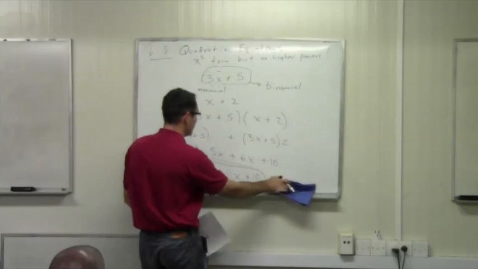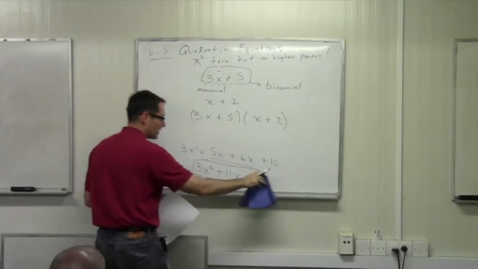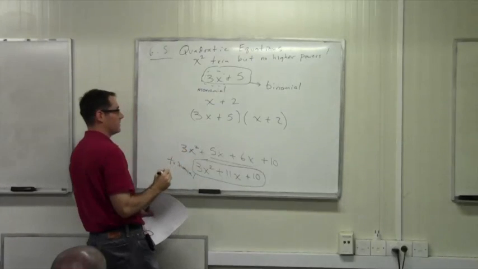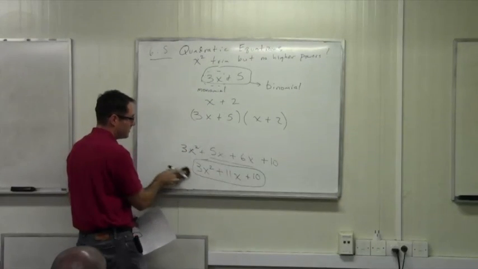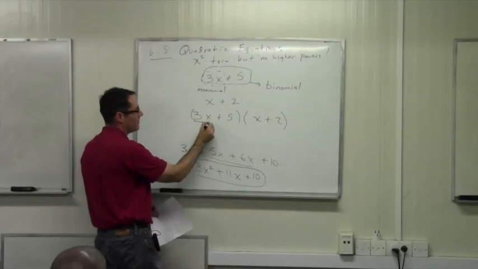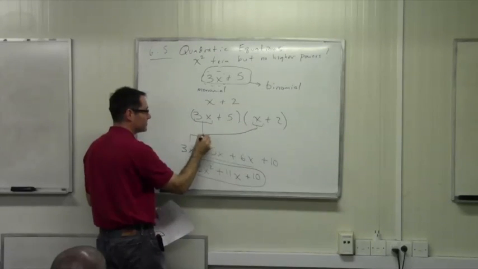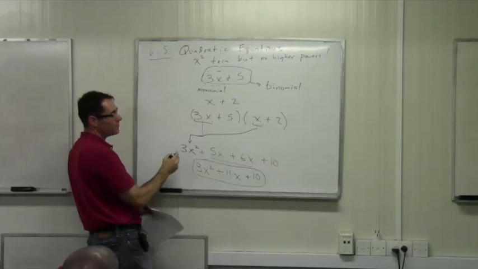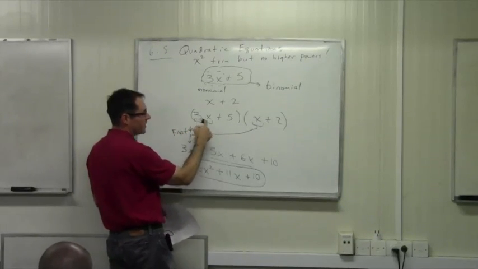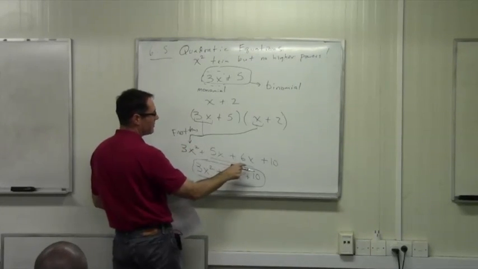Now, notice something else about this. Let me just erase this middle thing here so it becomes a little clearer what I'm about to do. The 3x squared came from this multiplied by this, correct? That would be the first term. The first terms, the 3x and the x multiplied together.